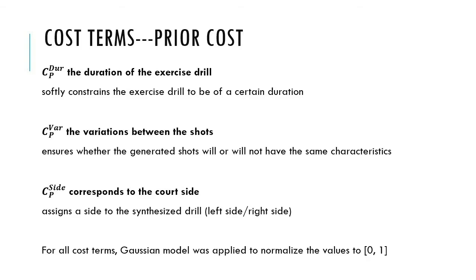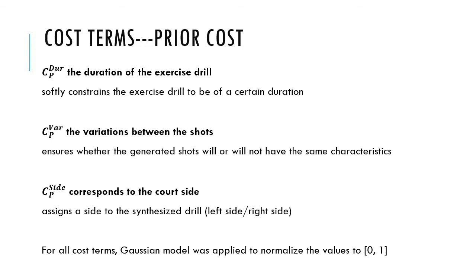We also have three prior cost terms considered in this paper. The first is the duration of the drill. It constrains the exercise drill to be of a certain duration. For example, how long the user wants the drill to be, how many shots they want to synthesize in a drill. Next is the variation between the shots. It ensures whether the generated shots will or will not have the same characteristics. When we perform exercise drills that require multiple repetitions of the same shot, the variation between repetitions should be minimized. Finally, CP side corresponds to the court side. It assigns a side to the synthesized drill.